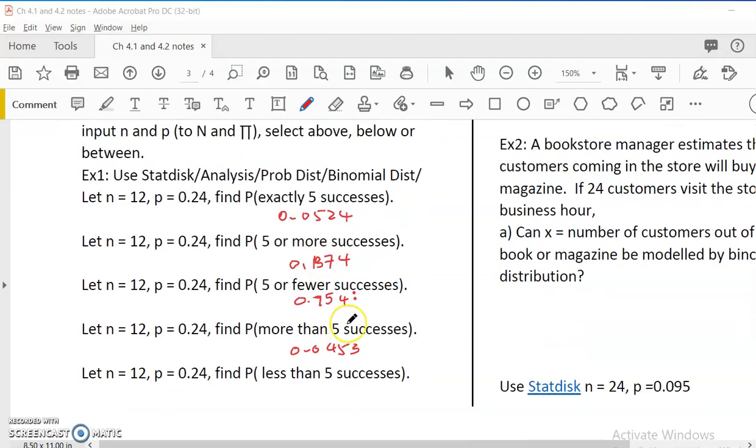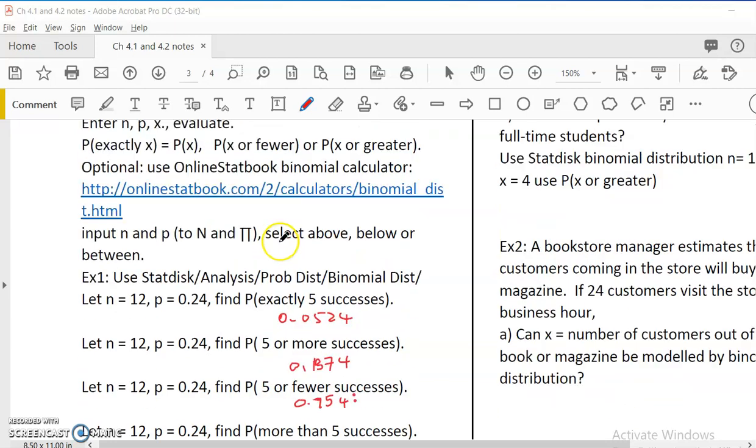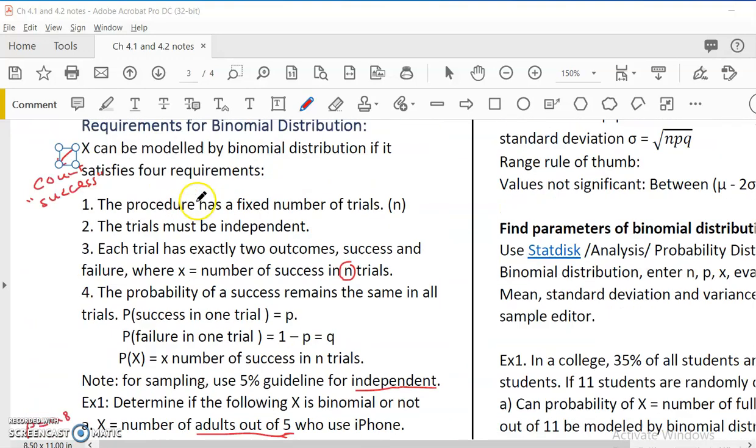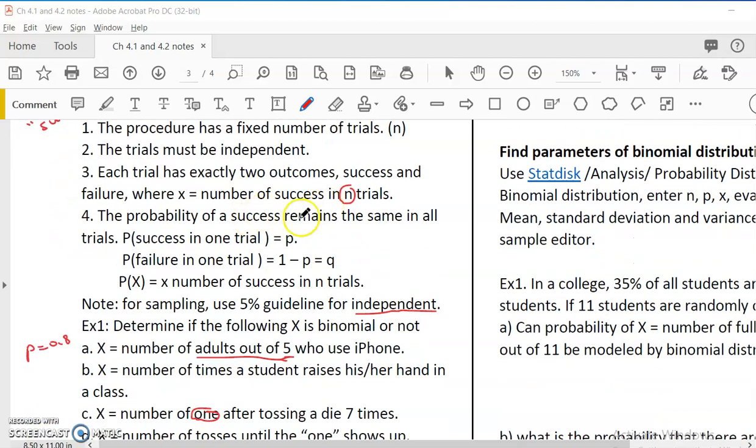In the last video, we talked about how we can use statistics to find the probability of a random variable that can be modeled by a binomial. And we talked about the 4 requirements: it has to have a fixed number of trials. Each trial must be independent. And each trial has exactly 2 outcomes, success and failure, and you are counting success. So X is the count of successes in the n trials, and the probability of success in every single trial is p.